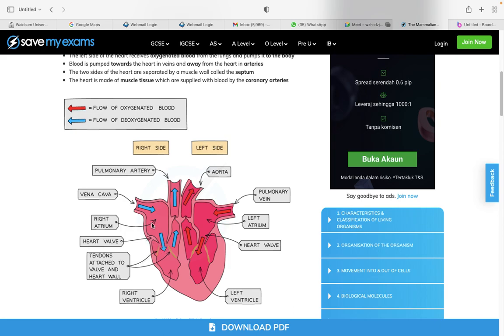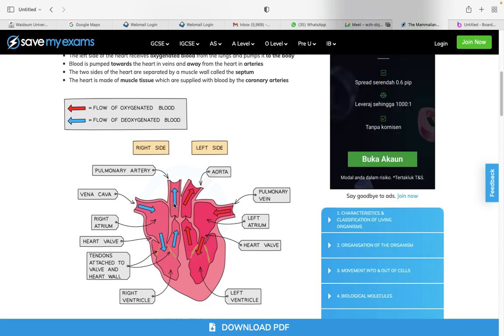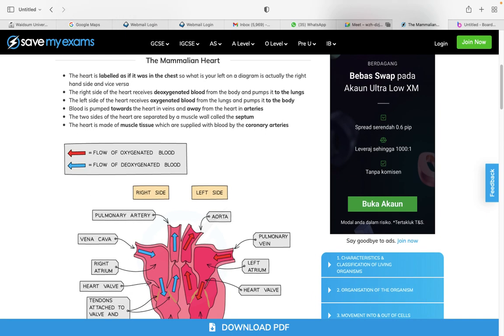This valve, when the deoxygenated blood enters here, closes so that the blood does not flow back. So it closes so that the blood can only move in this direction. It will open here. The blood moves through the pulmonary artery to the lungs, to give up the carbon dioxide and pick up oxygen, and comes back as oxygenated blood. Remember, when we say oxygenated blood, we mean blood that contains oxygen. When we say deoxygenated blood, we mean blood without oxygen. Is that okay?